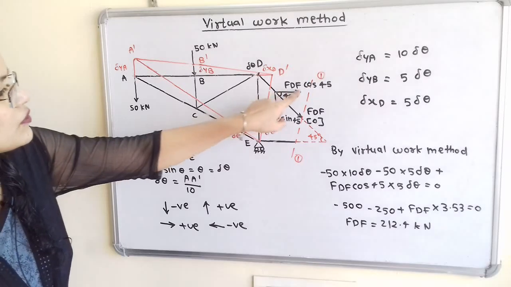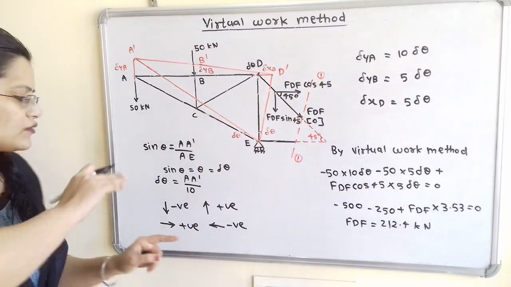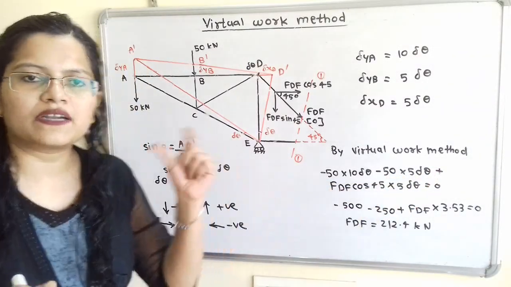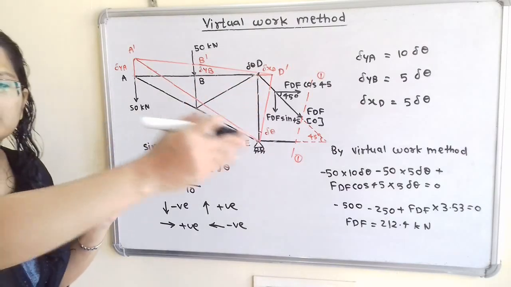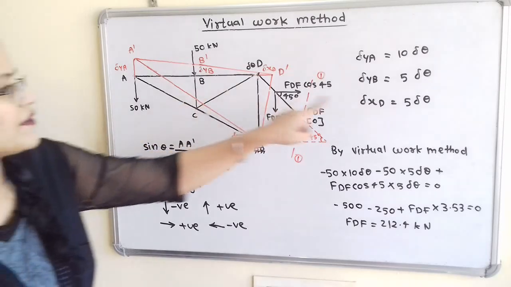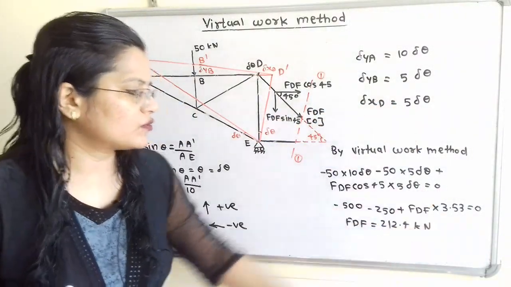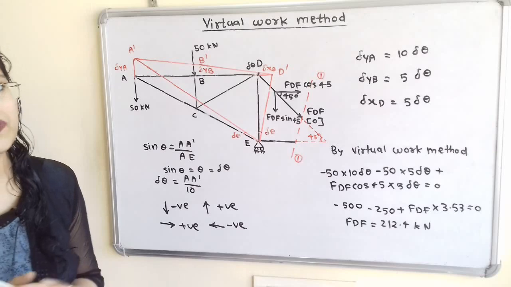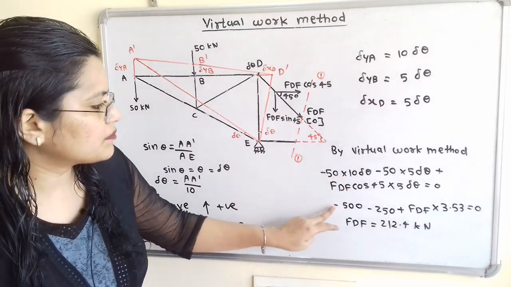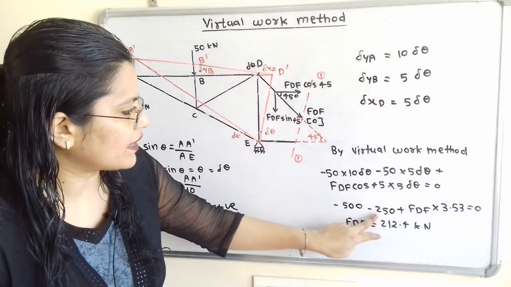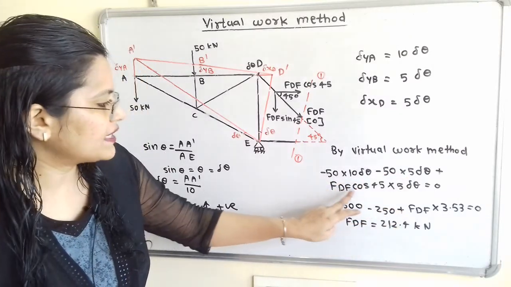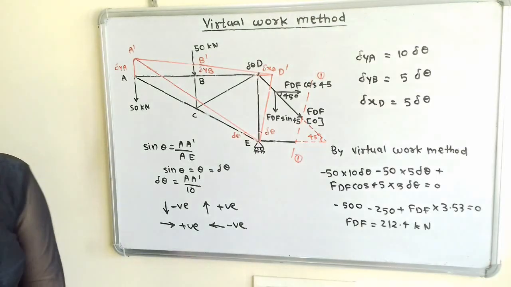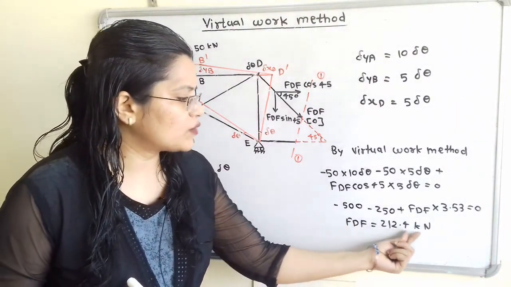Now again we are going to use this component only, FDF cos 45. The direction is towards the right hand side, so we will use a plus sign. So plus FDF cos 45 multiplied by displacement. The displacement D to D dash is towards the right hand side, so again with a positive sign we will use 5 into delta theta, which is equal to 0. Now we will take delta theta as a common term and transfer it to the right hand side, so it will become 0. So 50 into 10, that is minus 500, minus 50 into 5, that is 250, plus FDF cos 45 into 5 delta theta. So cos 45 into 5 is 3.53, equal to 0. So FDF is equal to 212.4 kilonewton.